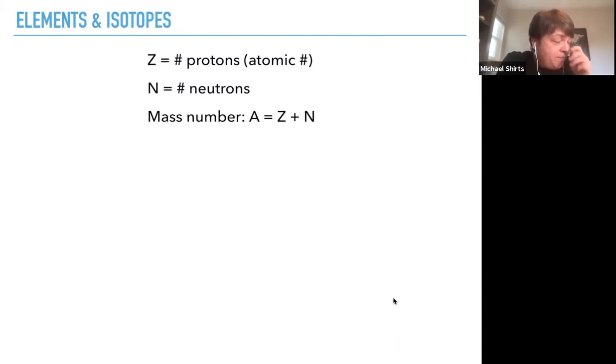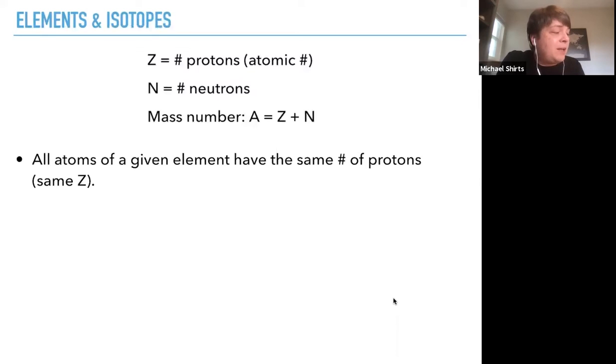elements. The number of protons, which is also called the atomic number, is usually denoted by Z, the number of neutrons by N, and the mass number, A, is Z plus N. Now that's not the exact mass of the atom, that's the mass number. It labels the different possible masses that a single atom can have.